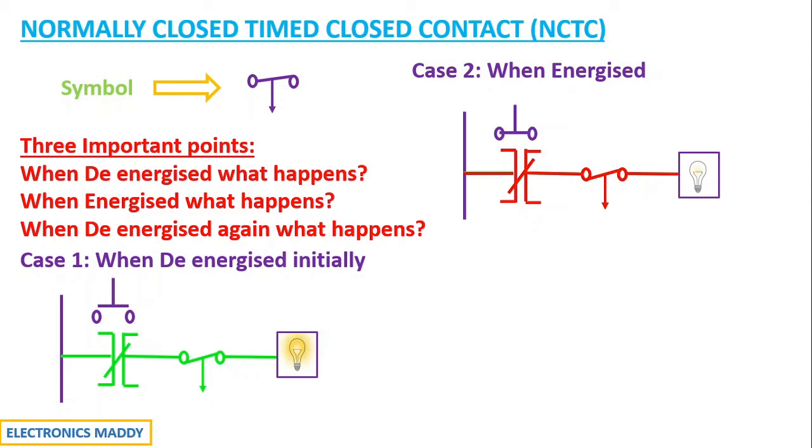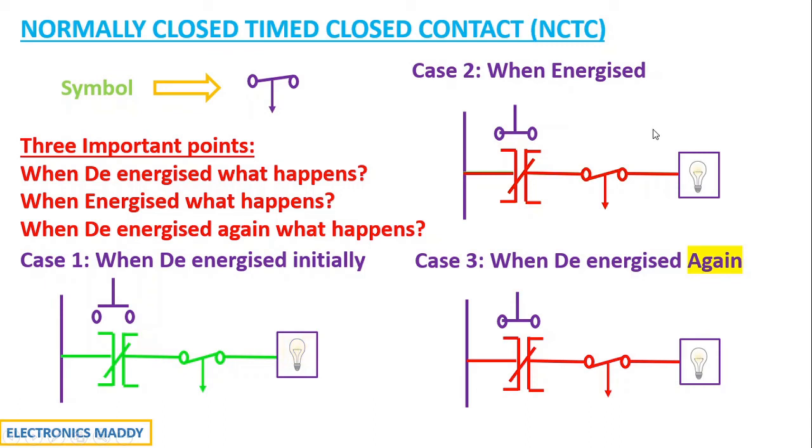So now you may ask me a question. Where is time associated with this type of contacts? Because the name itself says time closed contact, isn't it? So how do we relate this with respect to time? That can be understood in case 3. Now I will be de-energizing it again. So I'll be considering the previous case over here. Now I will be de-energizing it by releasing this push button switch in this particular fashion.